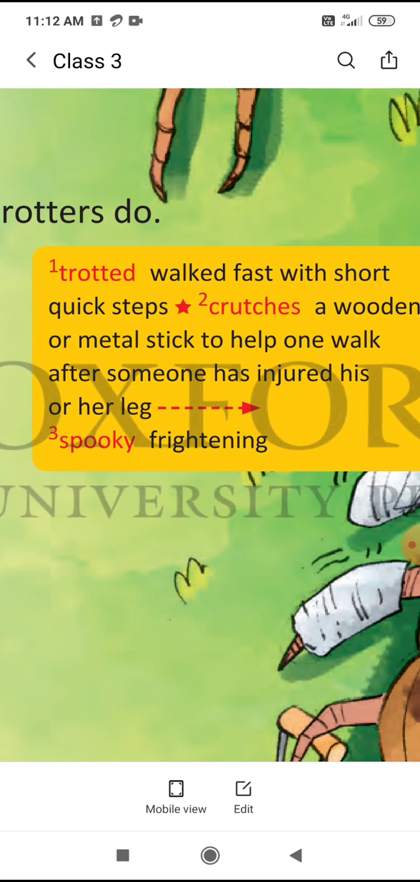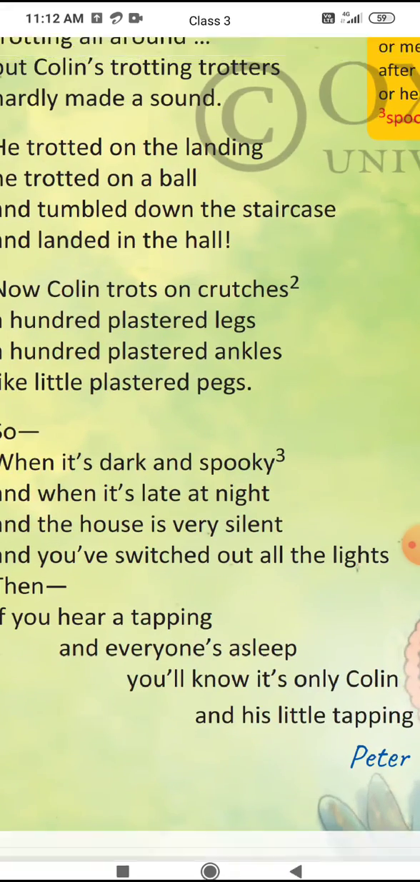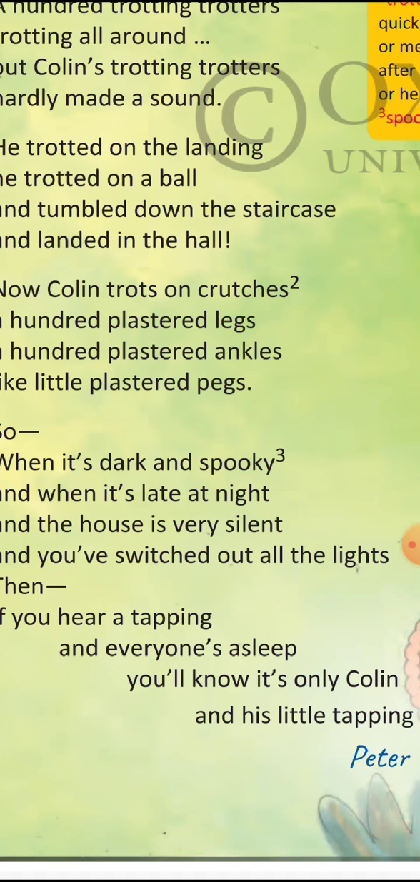So when it's dark and spooky, and when it's late at night, and the house is very silent. So what happens at that time? And you have switched out all the lights. So the moment you go to bed, what do you all do? You switch off all the lights. So when you switch off all the lights, what can you see? You cannot see anything because the full house is dark. So at that time, what can you hear? If you hear a tapping and everyone's asleep, you all know it's only Colin and his little tapping feet.